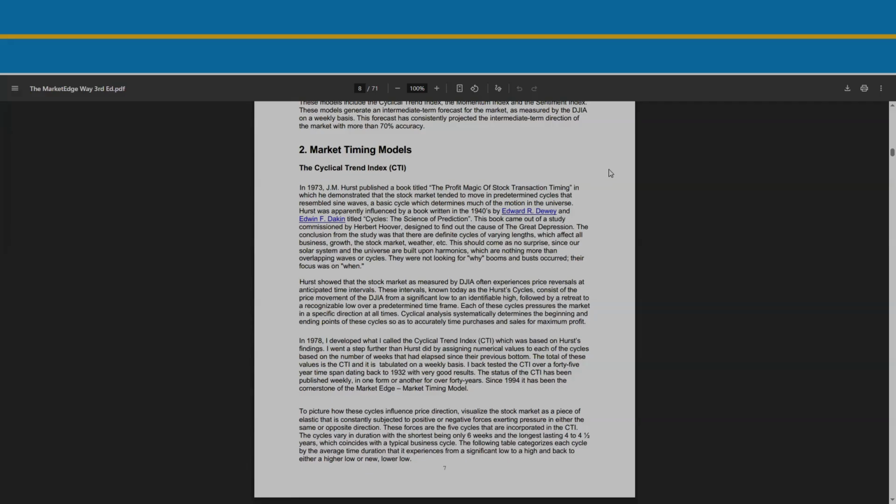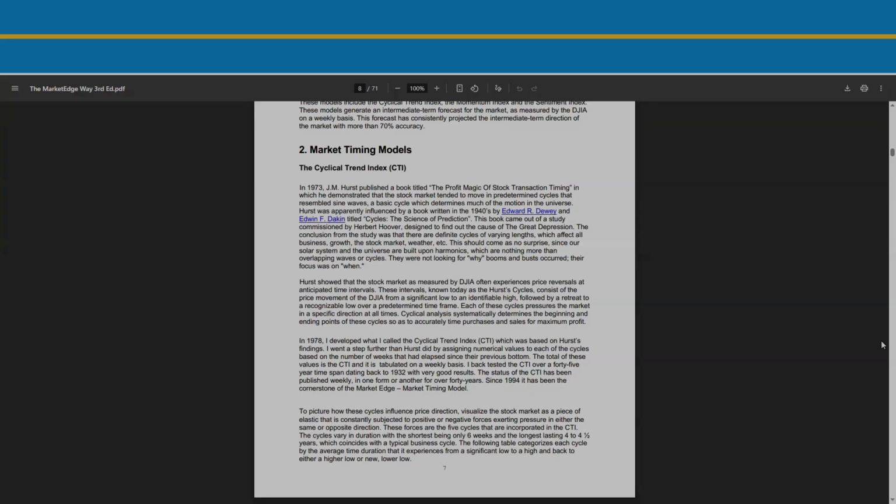This dates back to the 1970s. And the way this all got started was I read a book in 1973 by a fellow named Jim Hurst. And the title of the book was Profit Magic of Stock Transaction Timing. And in this book, he demonstrated that the stock market works much like all the various other cycles in the universe, in that there are 4 or 5 predominant cycles in the market. And the periods are, the longest being like 4.5 years, which would coincide with the 4.5 year business cycle, down to as short as 5 or 6 weeks.